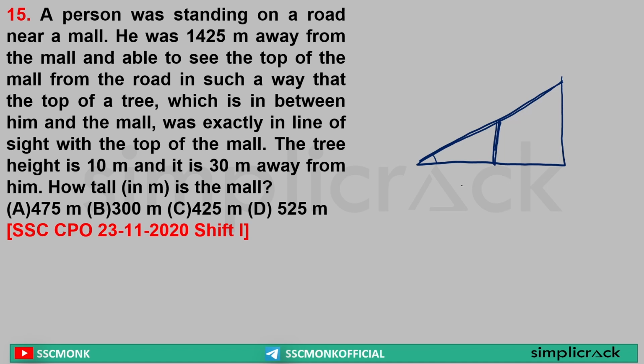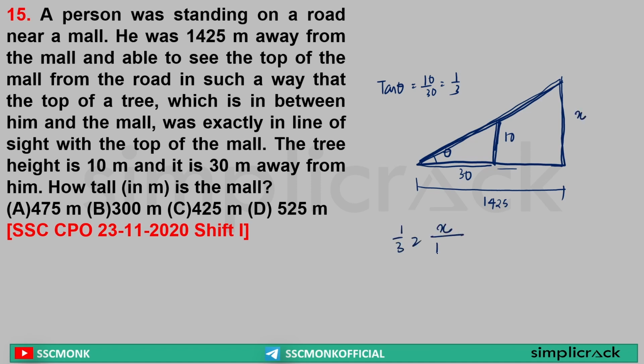This total distance was 1425 meter. Now it is saying the tree height is 10 meter and the distance between the man and the tree is 30 meter. That means if this angle is equal to theta, tan theta is equal to 10 by 30, which can be written as 1 by 3. Now for this bigger triangle, this angle theta, tan theta is equal to 1 by 3, and tan theta is equal to this side divided by 1425.